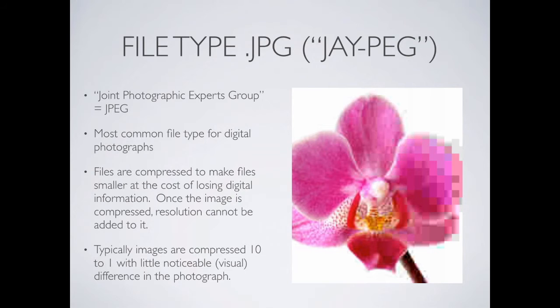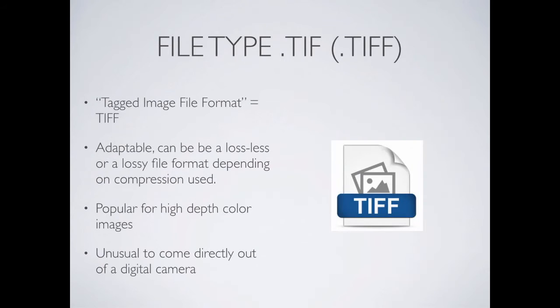Okay? But it's also kind of the most common. Most cameras write JPEGs. But we're going to get into some of the other formats in a second. So the files are compressed to make them smaller. A raw file that's 16 megabytes might be 1 megabyte when it's in JPEG form. So big difference in size. Typically, images are compressed 10 to 1, with little visual changes. I say little, not no. So there are some little subtle changes, especially as you zoom in on a particular image.